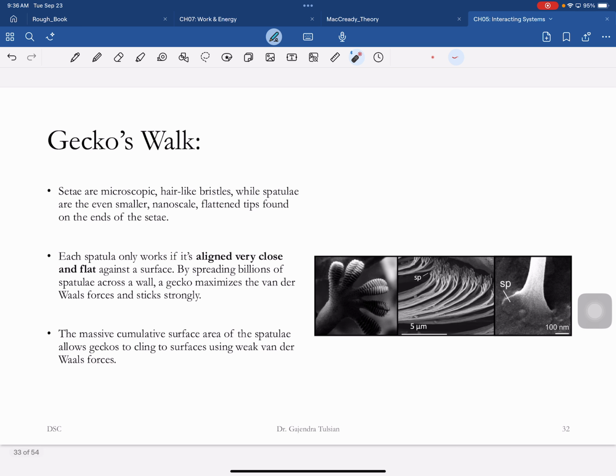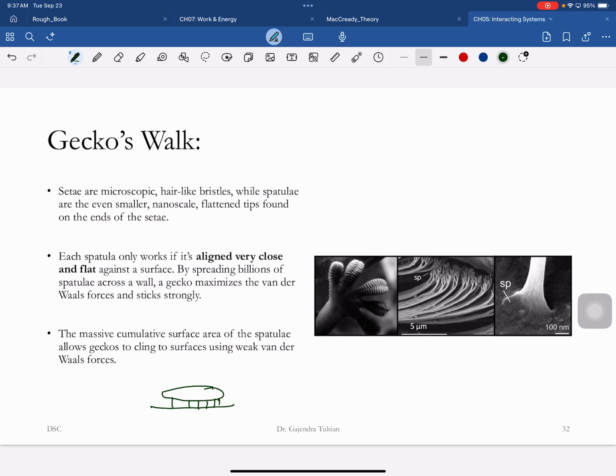Okay, so here's a 100 nanometer picture. Here's the flattened tip of those hairs. Now what happens is, when this flattened tip comes close to a surface, those atoms are close enough. Remember how close they need to be? 5 nanometers.